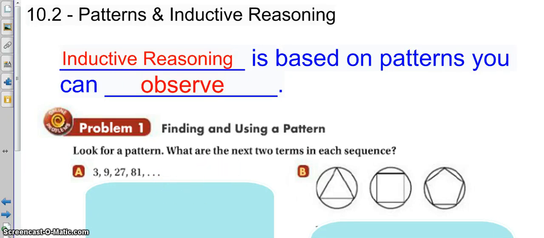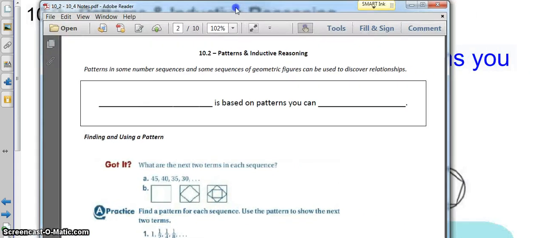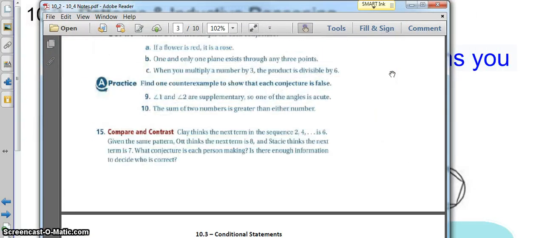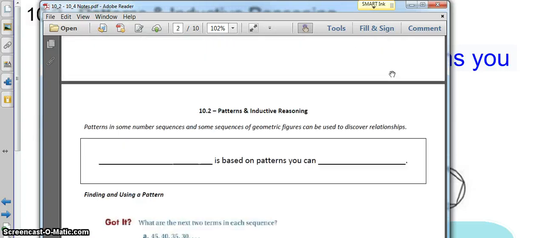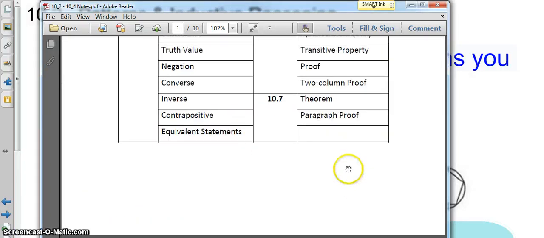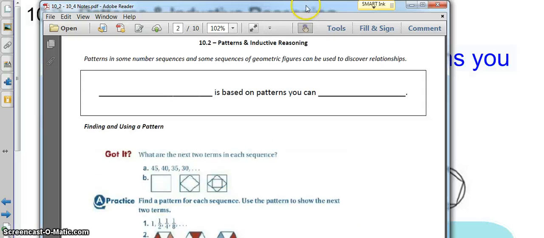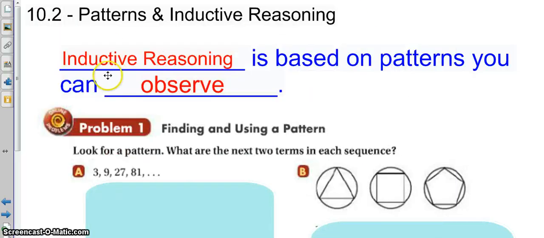So hopefully you have pulled up the notes packet. I have an entire PDF packet that goes through 10.2 all the way through 10.4. So hopefully you have that in front of you right now. So you have these blanks right here once you get beyond the first page that talks about what we're doing in this chapter. So these blanks are filled in with these words right here.